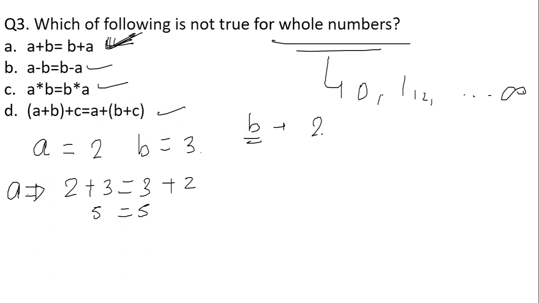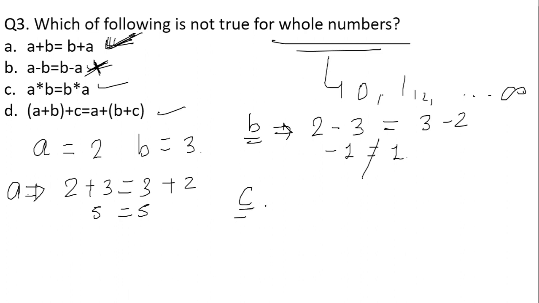A minus B, that is 2 minus 3, is equal to 3 minus 2. So what is the answer coming here? Minus 1 is equal to 1. Is it equal? It is not equal. So option number B is eliminated simply.